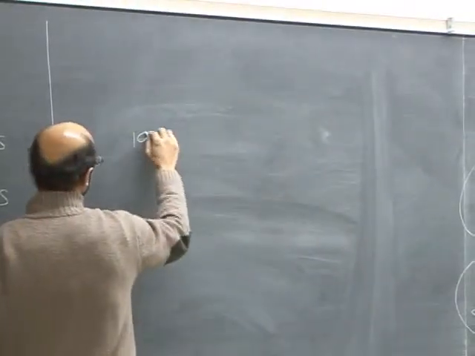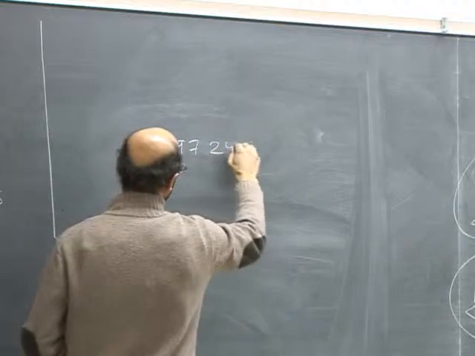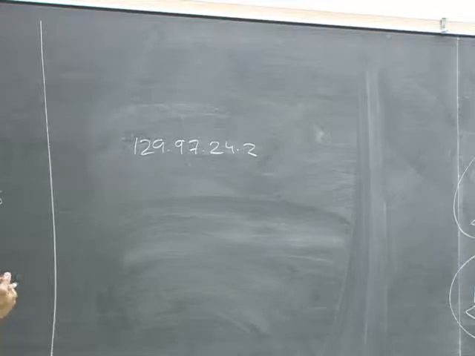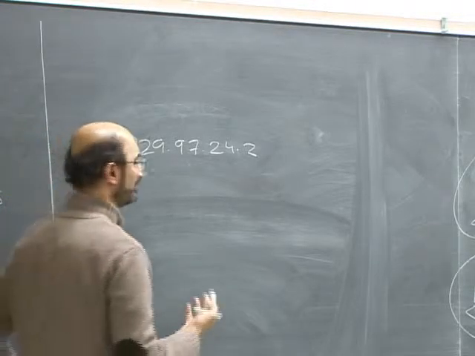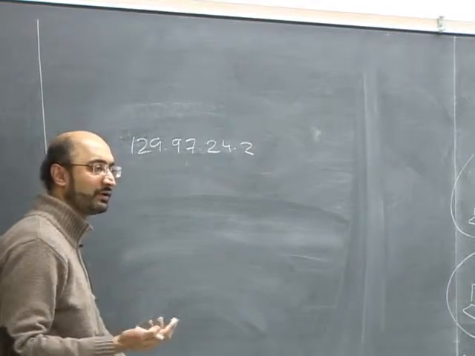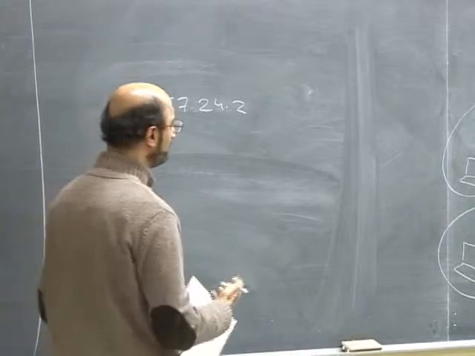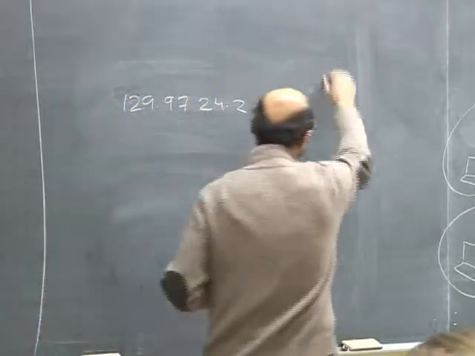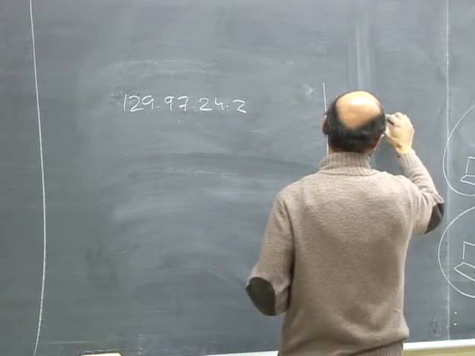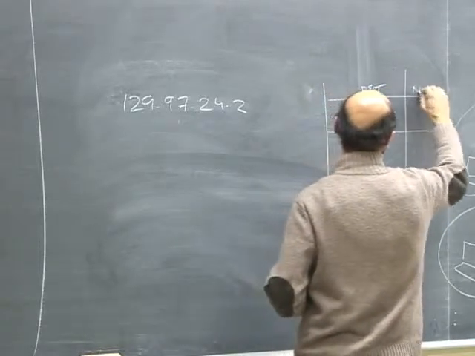So let's take an IP address like 129.97.24.2. When a router gets this address, it has to decide which part of it is the network number and which part is the host number, because it's not going to make decisions based on the entire address. So in the routing table, it's going to have something like 129.97.star, for example, and then the destination and the next hop.